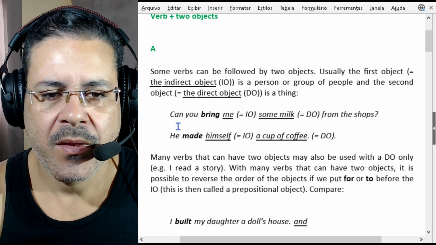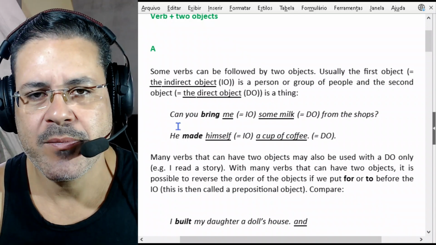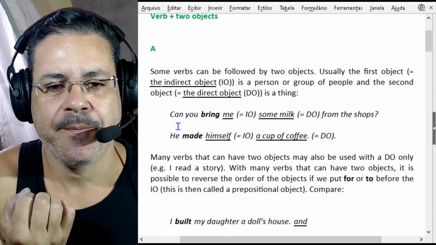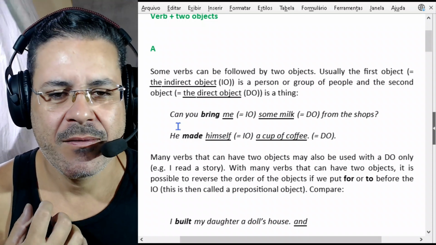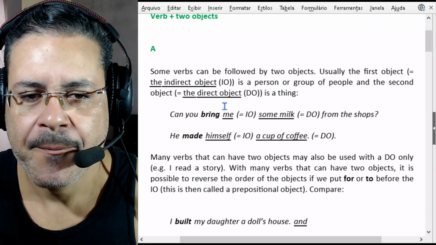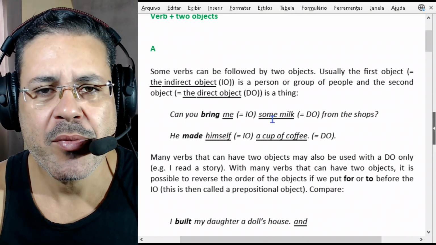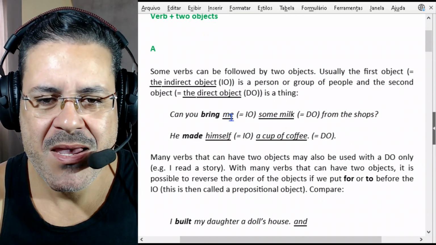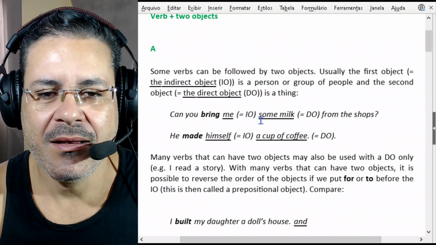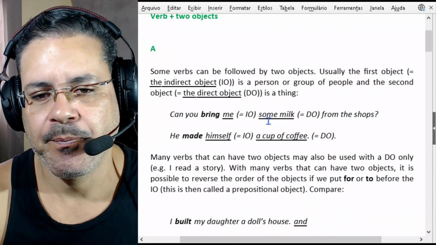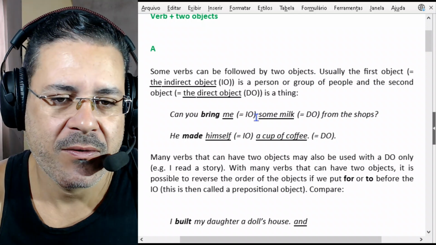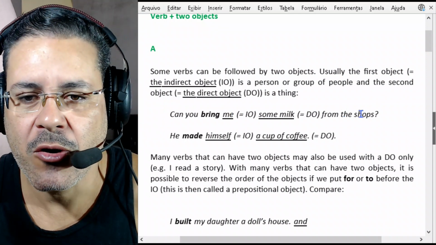For example, can you bring me some milk? If you bring me, you bring to me or for me some milk. Can you bring me some milk? Me is the IO, that is the indirect object. Can you bring some milk for me, or can you bring me some milk from the shops?